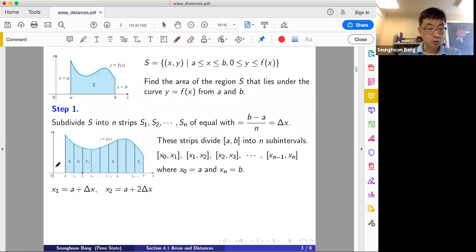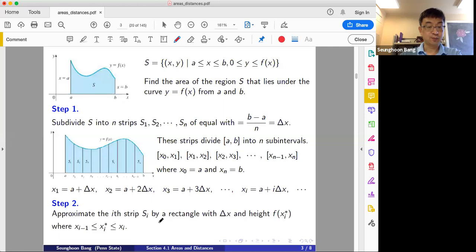So what's x2? This is a. So this one is delta x. This is also delta x. We have two delta x's. x3 is a plus 3 delta x, keep going on. What's the ith one? xi is a plus i times delta x, because we have i delta x's.